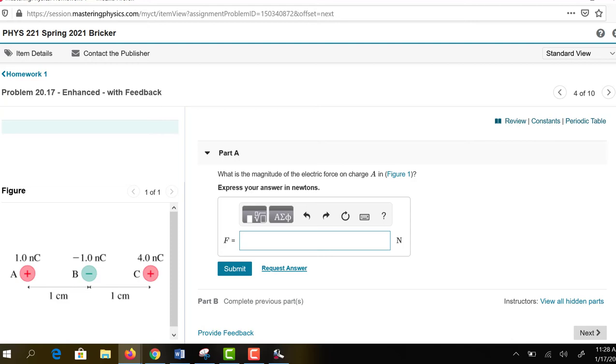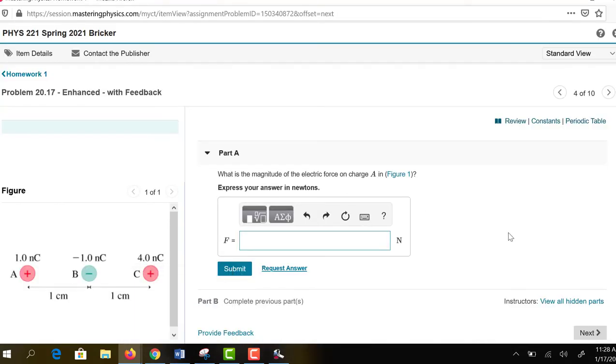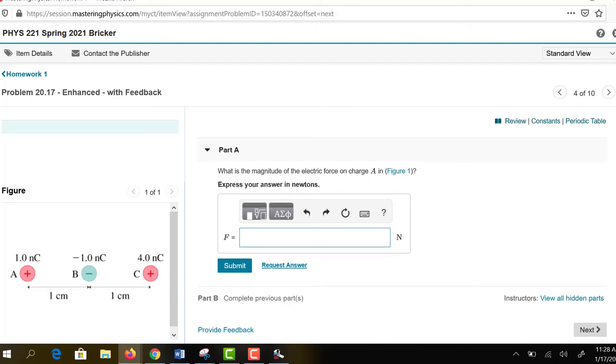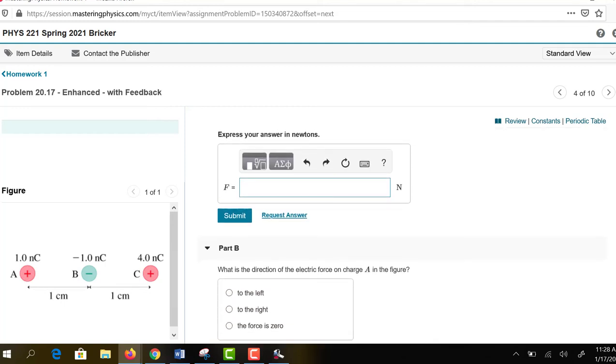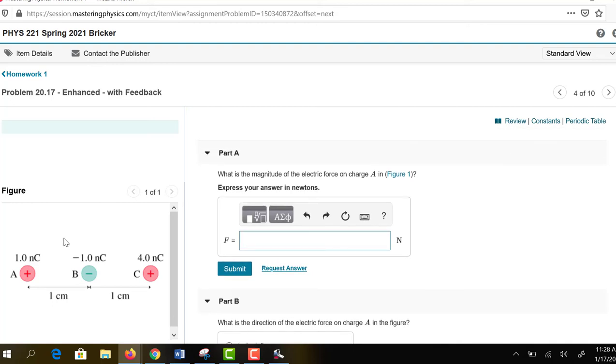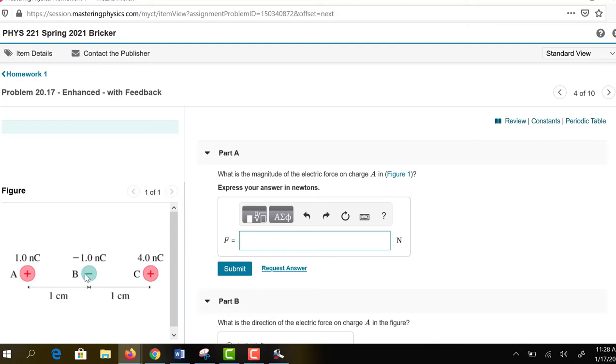Okay, so let's see here. Here's the picture. What is the magnitude of the electrical force on charge A in the picture? And then part B. I don't think you could see part B until you finish part A, but I can do it on here. What is the direction of the force on charge A? Okay, so how much is the force on charge A? Remember, the force on charge A is because it's being attracted by B, but at the same time being repulsed by C.